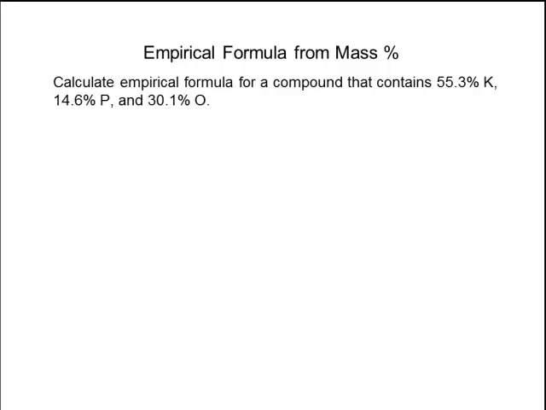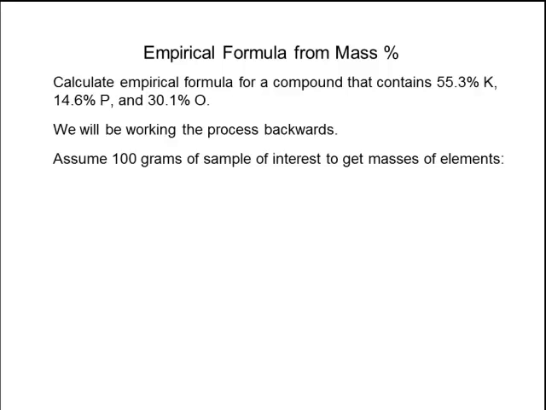Let's say we take a compound, we run this analysis, and we end up with 55.3% potassium, 14.6% phosphorus, and 30.1% oxygen. Those are our mass percents of our elements in our compound. Now from those mass percents, we want to get an empirical formula. So we're going to have to work that process we just did before backwards. If we assume we have 100 grams of the sample of interest, that's going to help us get masses of these elements. If I have 100 grams of my sample and I know 55.3% of it is potassium, then I know I have 55.3 grams of potassium.